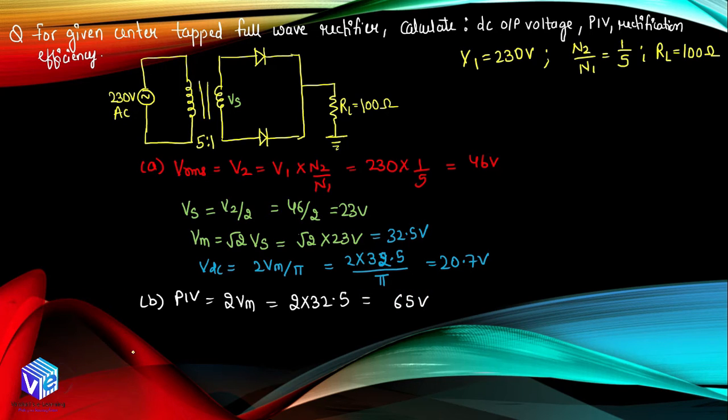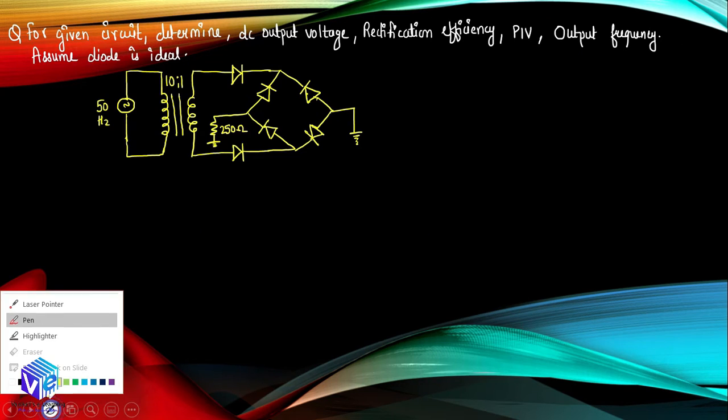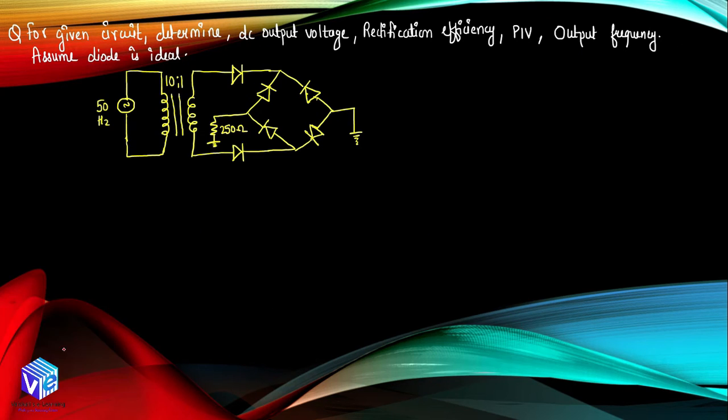Now the second part is over, and we are moving on to the third part, which asks us to find out the rectification efficiency. We all know the rectification efficiency for a full wave rectifier is 0.812, or we can represent it as 81.2%. So I hope you understood this question really well. Now moving on towards the next question for the day.